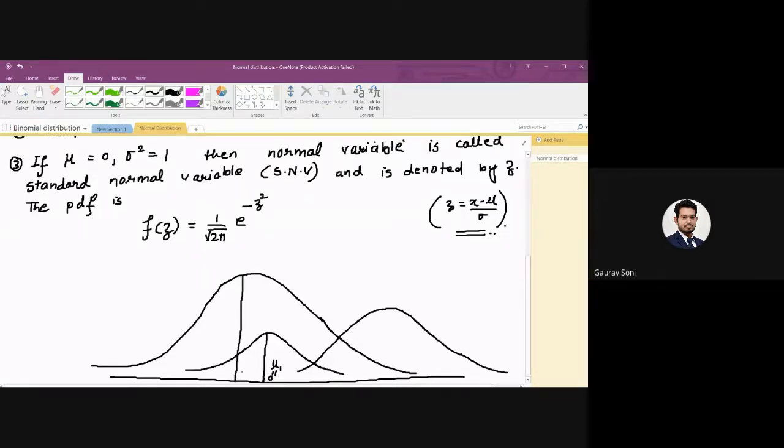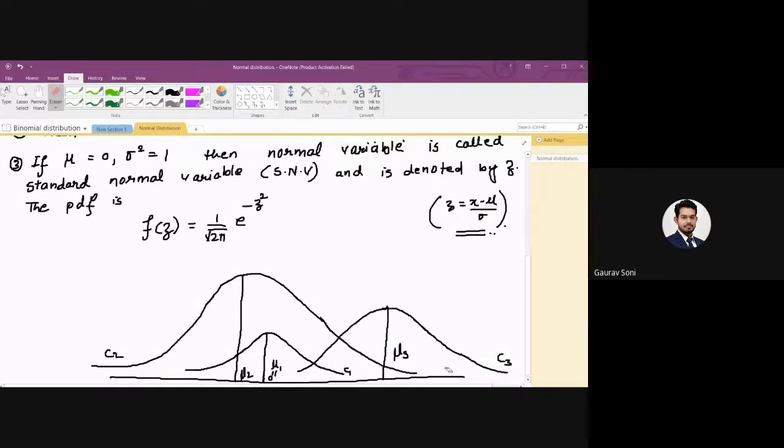This is mu2, which is not equal to 0. This is mu3 for the third curve. Call the first curve C1, the second curve C2, the third curve C3. In a similar manner, these curves can be anywhere. Whenever you say a normal distribution, it will have some mean and some standard deviation: sigma 1, sigma 2, sigma 3.